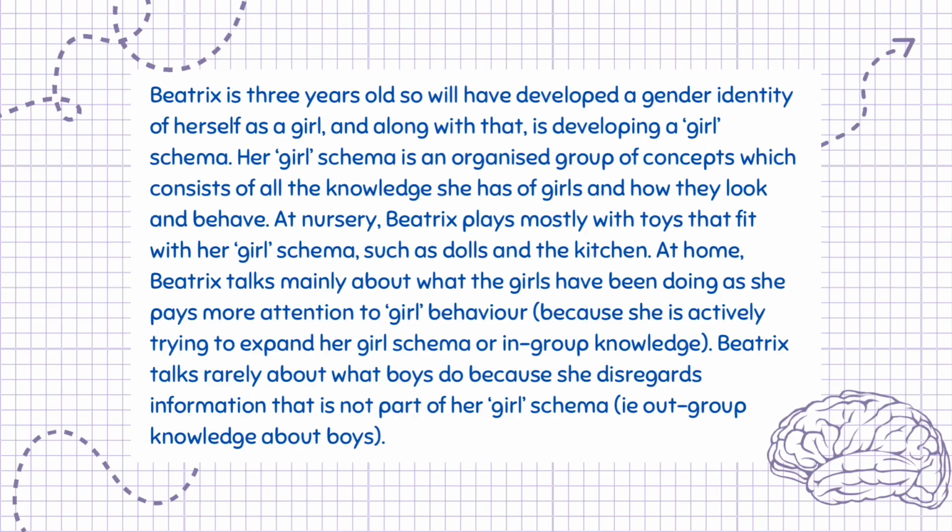At nursery, Beatrix plays mostly with toys that fit with her girl schema, such as dolls and the kitchen. At home, Beatrix talks mainly about what the girls have been doing as she pays more attention to girl behavior, because she is actively trying to expand her girl schema or in-group knowledge. Beatrix talks rarely about what boys do because she disregards information that is not part of her girl schema, i.e. outgroup knowledge about boys.